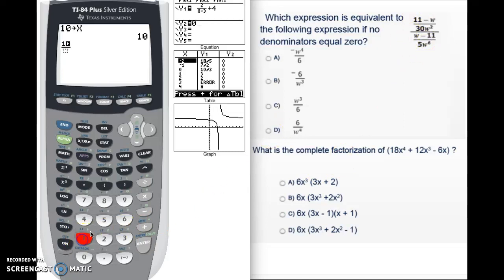So I'm going to go ahead and hit alpha y equals again, so I can type in the top fraction, which is 11 minus x over 30x squared. And then in the denominator, I have alpha y equals again, because I'm putting in a whole other fraction in the denominator, x minus 11 over 5x to the 6th power. All right, and I get this number.